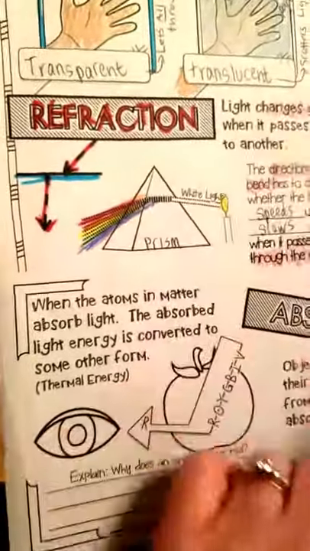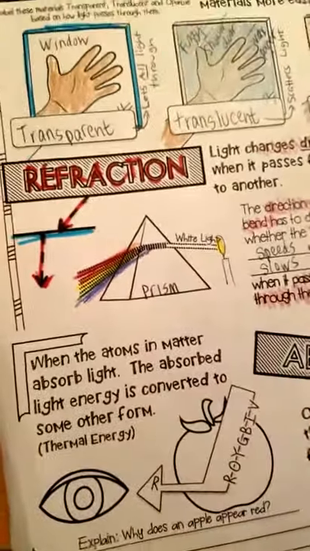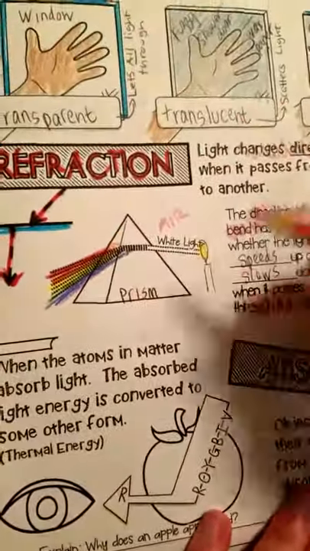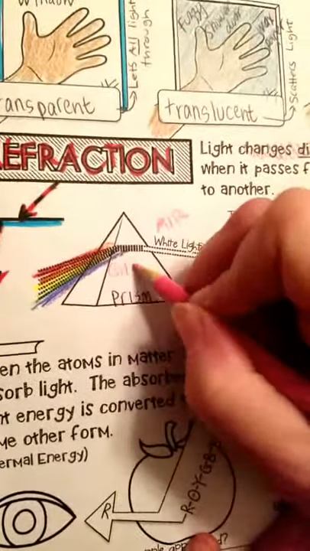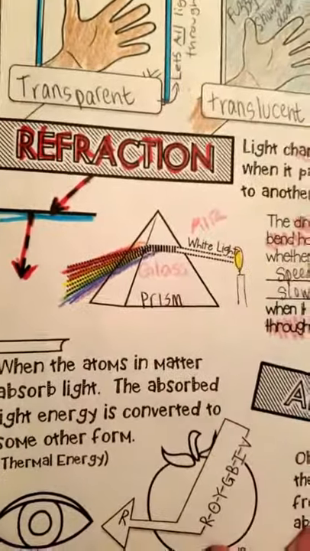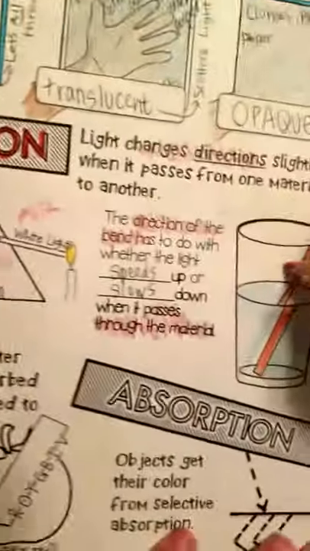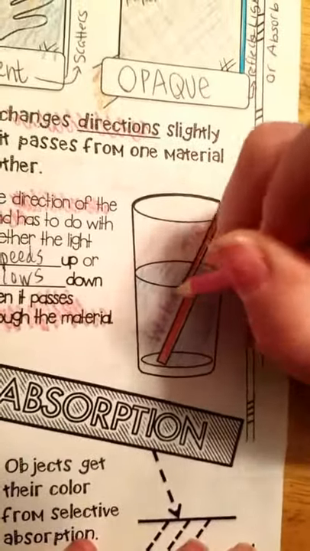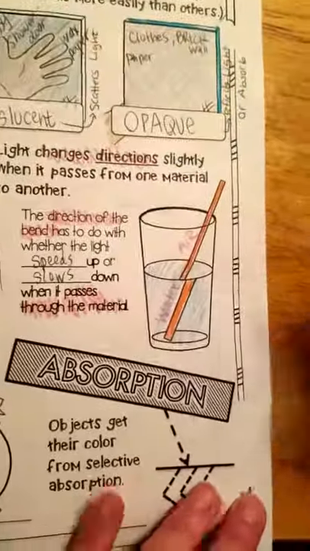So here, let's think about this. I'll write it in a bright color. Let's use pink. The light was going through air here, and then it started to bend when it was going through the glass prism. In this one over here, the light was going in the air, and then it started to bend when it entered the water. So it's a new medium that causes it to bend.